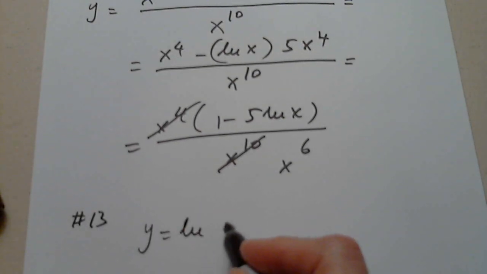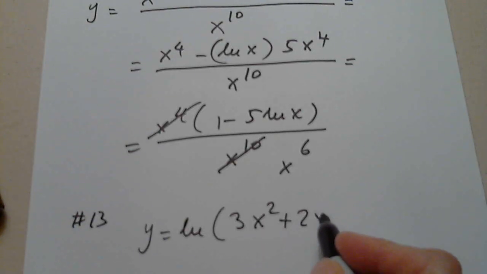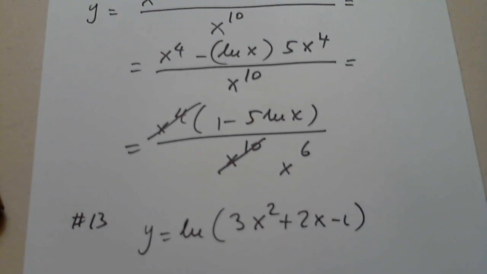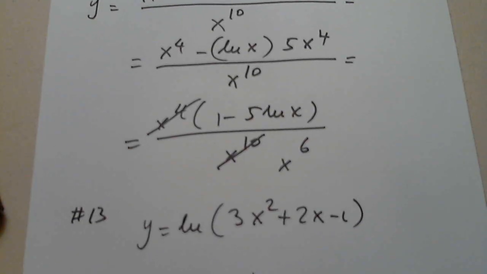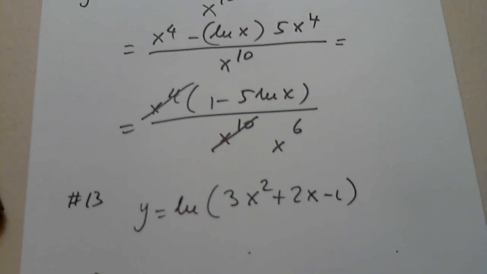So y equals natural log of 3x squared plus 2x minus 1. This looks fantastic. It's extremely easy. Can anyone give us an idea on how to differentiate this? Can anyone get us started on this?